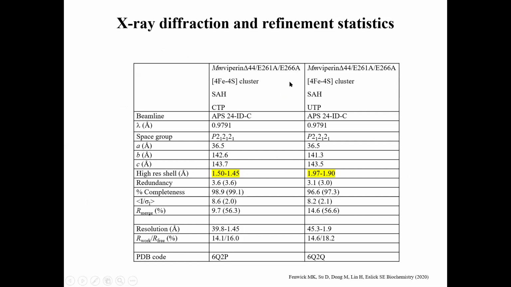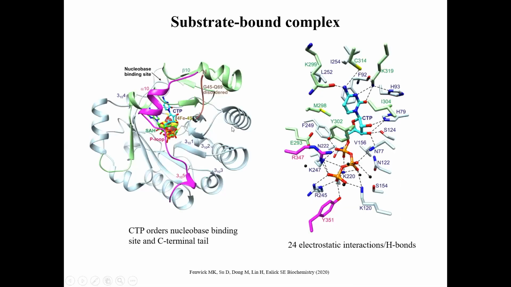So we determined high-resolution crystal structures of a mouse Viperin variant bound to a 4-iron 4-sulfur cluster, S-adenosyl homocysteine, which is a structural analog of SAM, and either CTP or UTP at 1.5 or 1.9 angstroms resolution, respectively. In contrast to the nucleotide-free structure, the CTP-bound structure shows considerable ordering in the nucleobase binding site and in the C-terminal tail, shown in magenta.